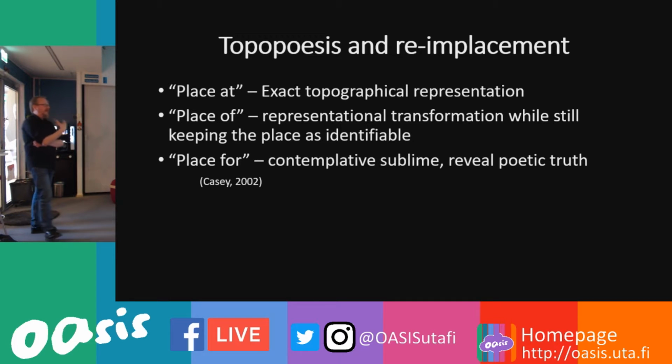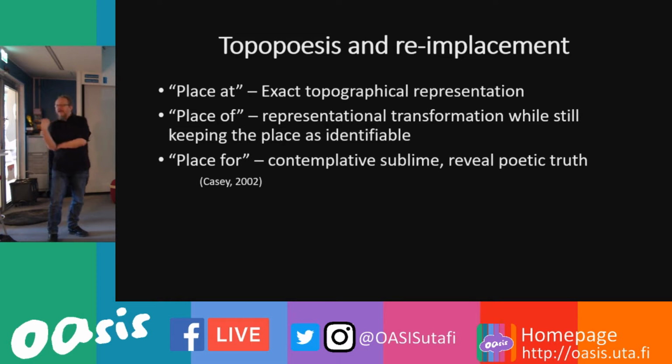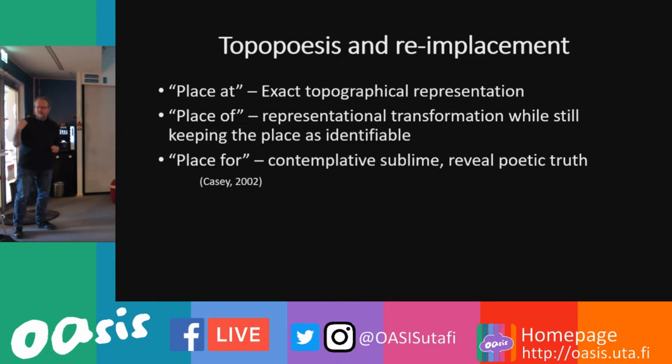Re-emplacement means that for Casey, when he's talking about landscapes, landscape is a way of re-emplacing you as a viewer, you as a being, into another place. And there, Casey argues that there are three levels of topopoesis, the poetics of space. The first one is the place at, which is just an exact topographical representation of a certain place, like an exact survey map, where there's not much poetics around.